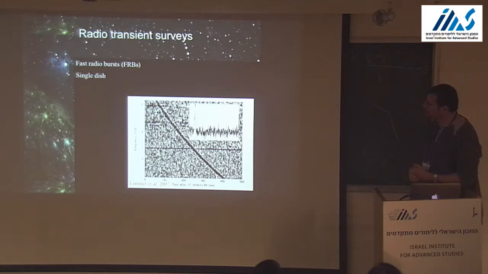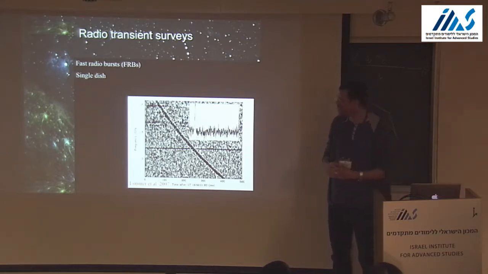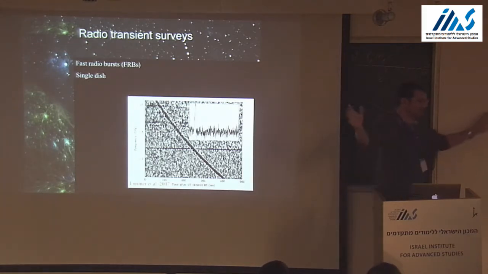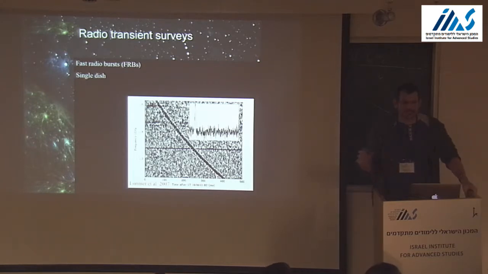So this prevented progress for a long time, because the amount of data depends on how many receivers you work with. So people could only handle data from single dish instruments. Single dish is a big telescope which has one receiver, or at most, let's say, 10 receivers. And these dishes are very sensitive, but they provide only poor localization on the sky. So when you find something, you don't know exactly where it is, and it's hard to follow.